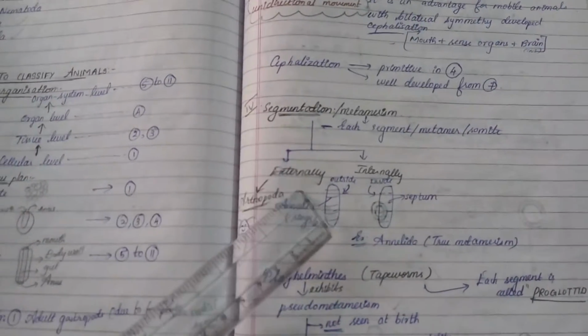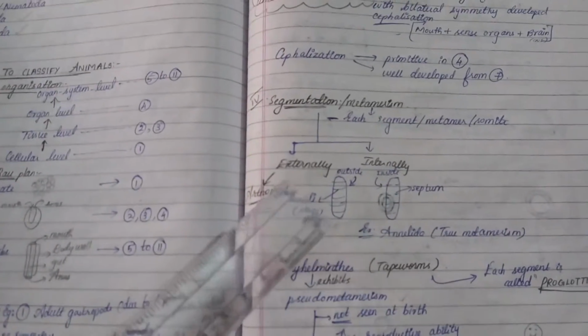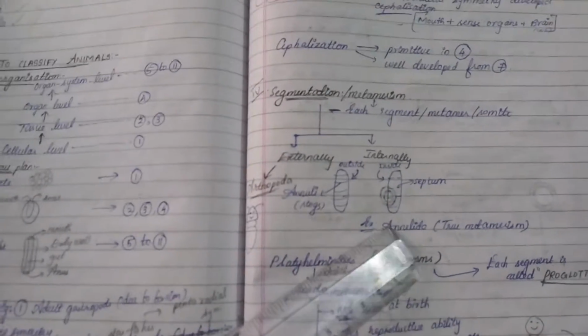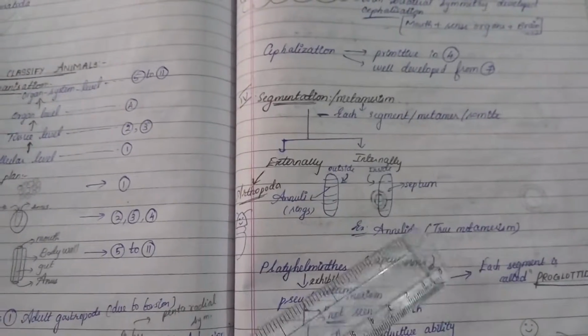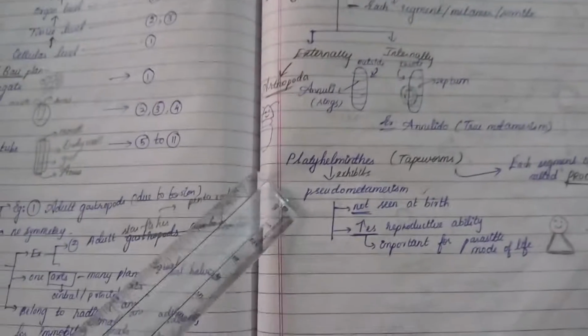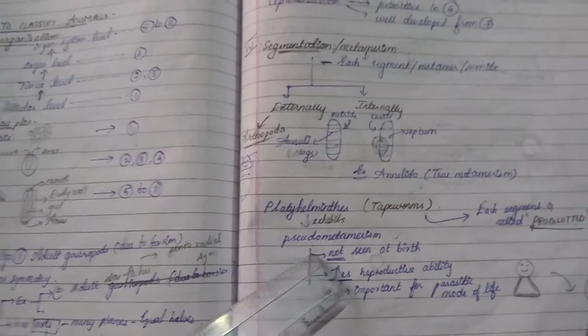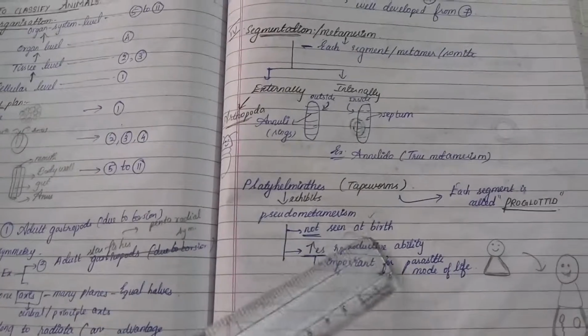Some animals are externally segmented and some are internally segmented. For example, in Arthropoda there is only external segmentation, whereas in Annelida there is both external and internal segmentation. So Annelida is the example for true metamerism. Next, Platyhelminthes, that is the tapeworm, exhibits pseudo-metamerism. What does pseudo-metamerism mean? The segmentation is not seen at birth.